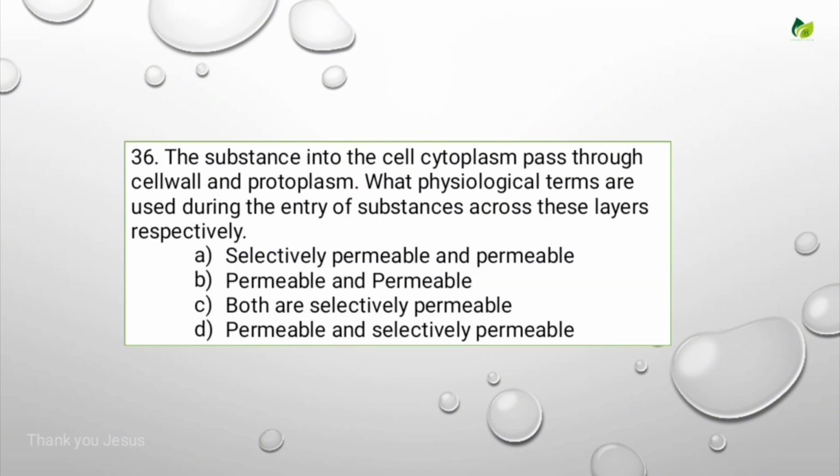Let's see the next question. The substance enters the cell cytoplasm by passing through the cell wall and protoplasm. What physiological terms are used during the entry of substances across these layers respectively? Options are selectively permeable and permeable, permeable and semi-permeable, both are selectively permeable, permeable and selectively permeable. For this, the correct answer is permeable and selectively permeable.